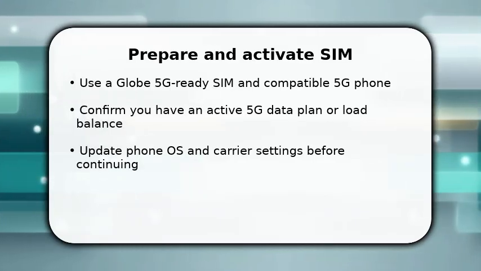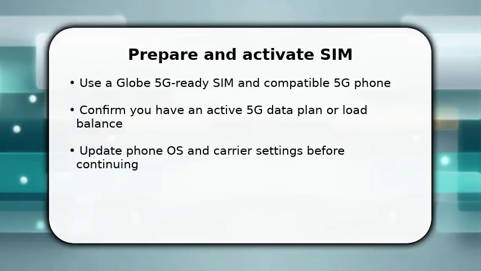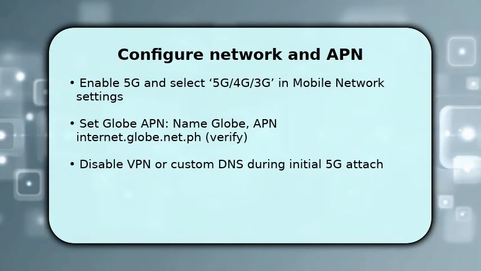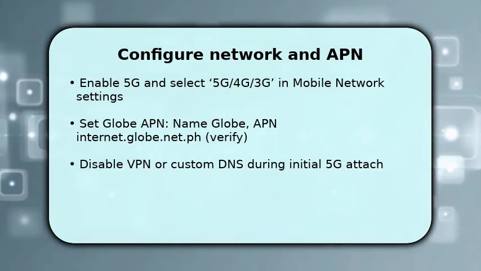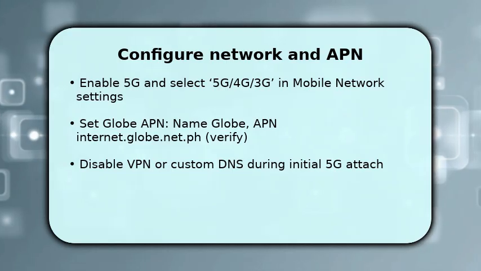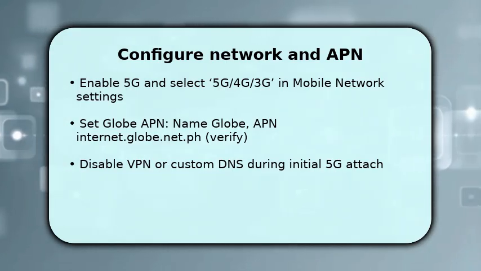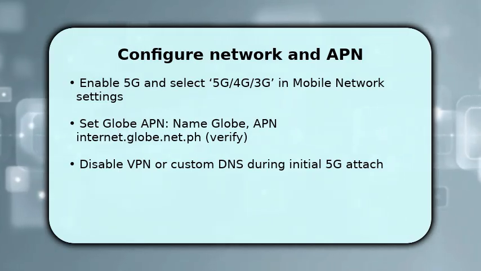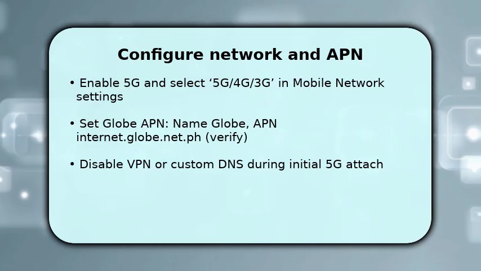This immediate activation step lets the network recognize your SIM, and now we focus on the phone's network settings and APN so data can flow at 5G speeds. Open Mobile Network, choose the 5G preferred mode, and set the Globe APN exactly. This directs your data through Globe's packet gateway.